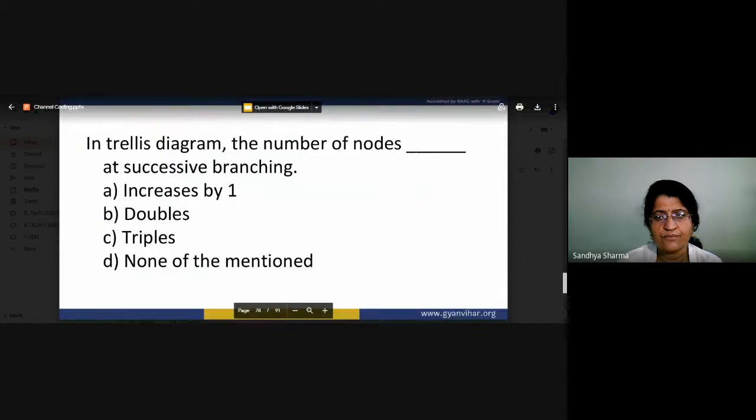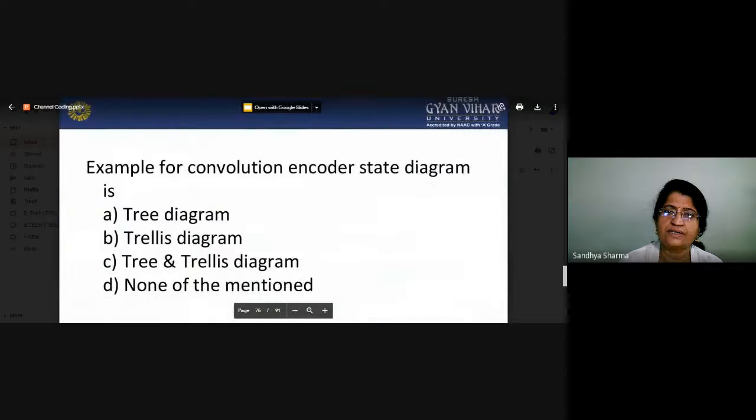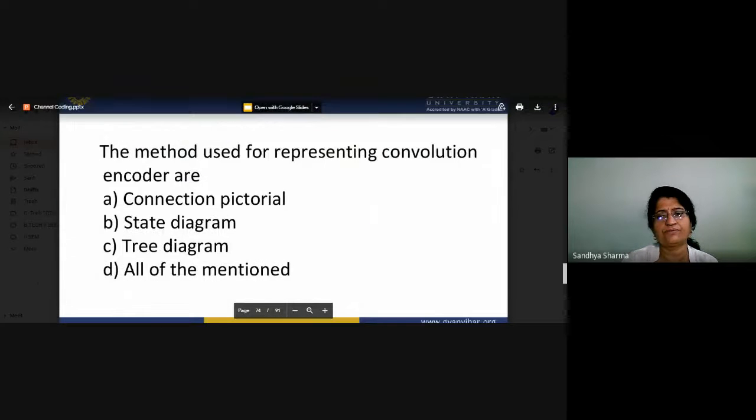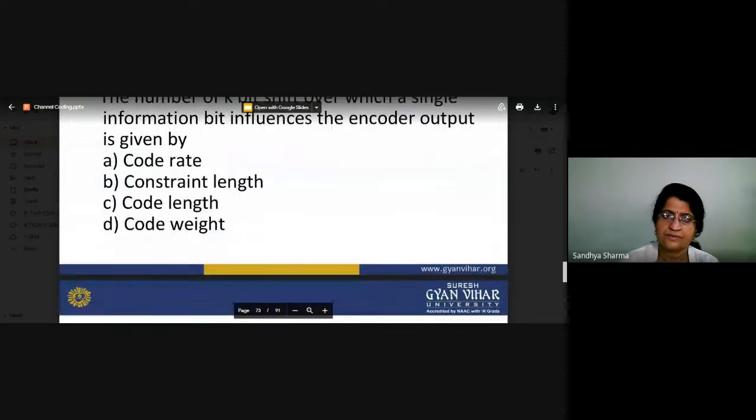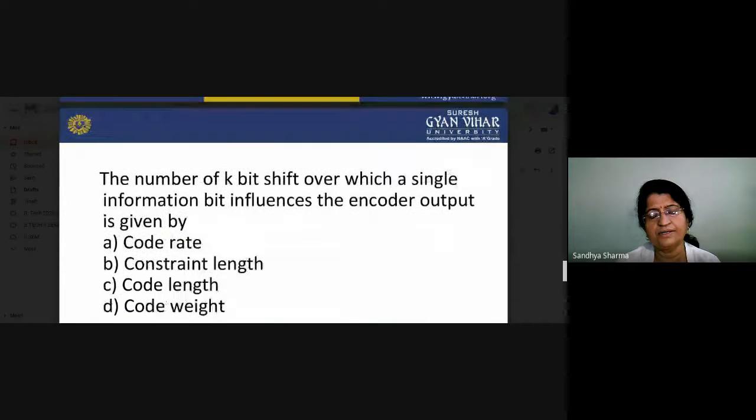So that's all from my side. I think you are comfortable with convolution coding. It is basically a memory-based system. It does not depend only on the present input, it also depends on the previous input. According to that, we will calculate our further states.